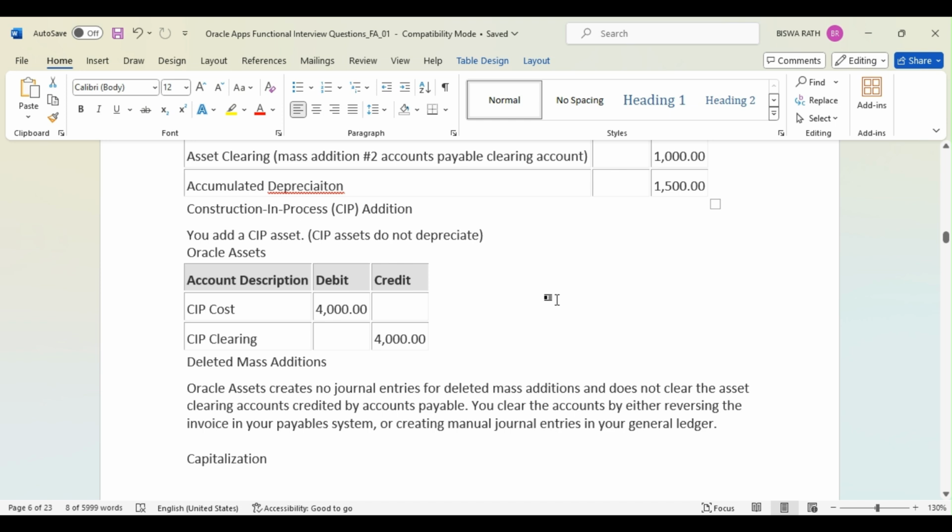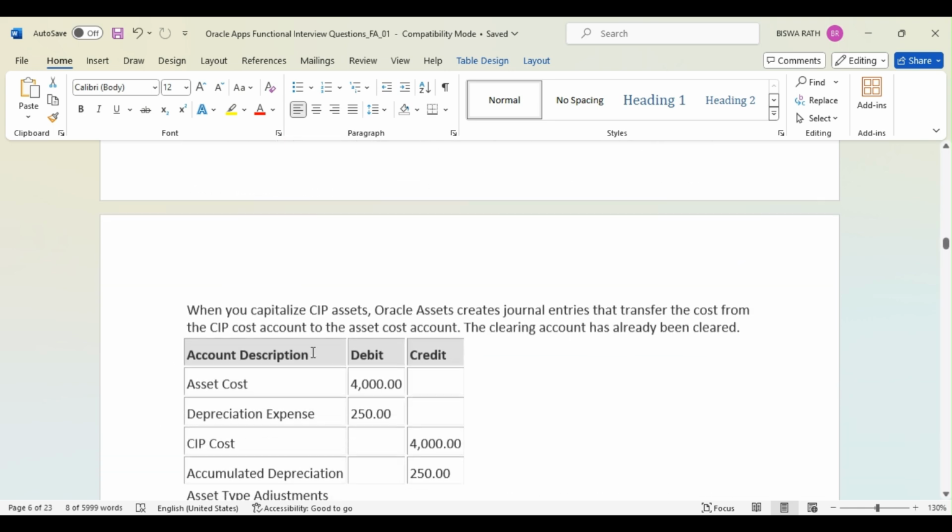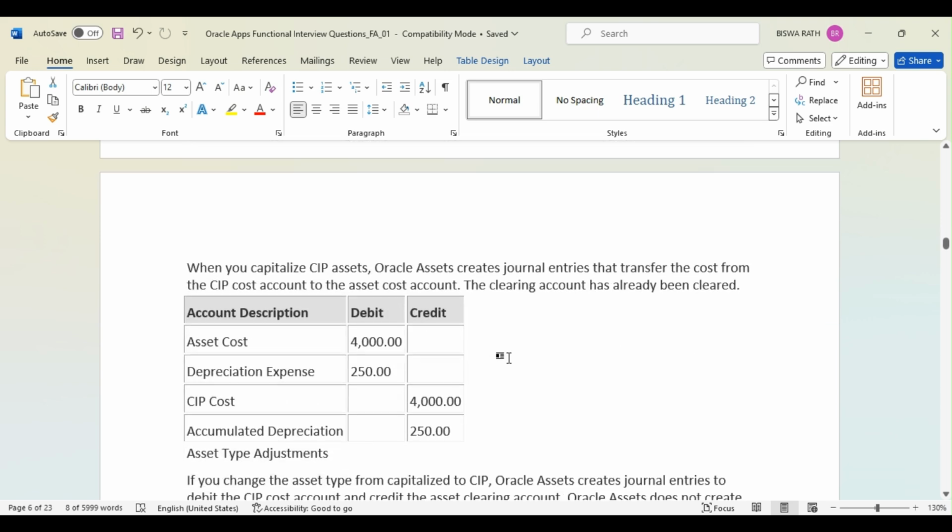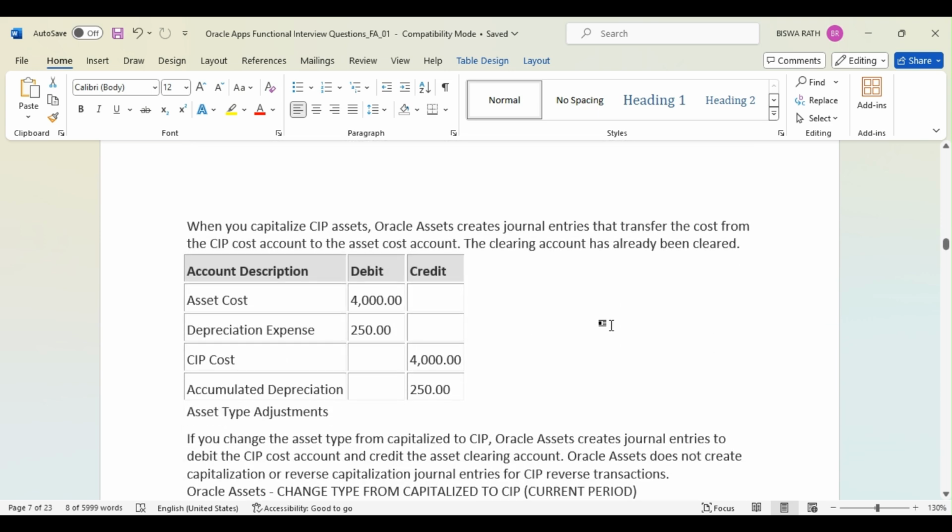Okay, for the CIP asset, CIP is in short form construction in progress. CIP assets are treated as CIP cost to the CIP clearing. Whenever you do the capitalization of the CIP assets, it will go down as the asset cost account debited to the CIP cost, and the depreciation expenses again debited to the accumulated depreciation. If there is any adjustment, it will be treated as adjustment-related accounts.